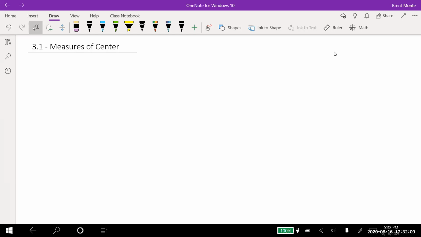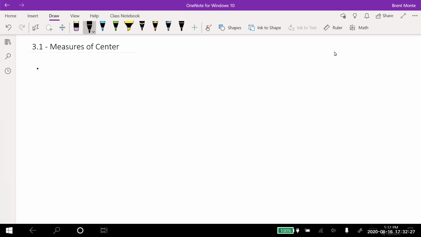Specifically, we're doing 3.1 and 3.2. So let's start with 3.1. It's called Measures of Center. So the idea is, how do we measure what we would refer to as the center of a data set? And there's 3 different ways we typically talk about the center.